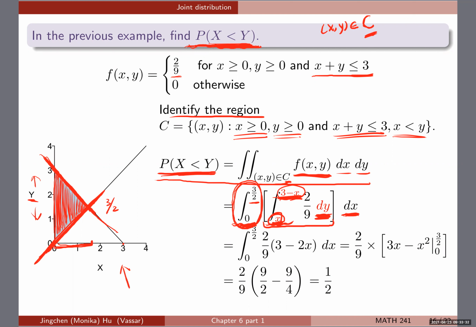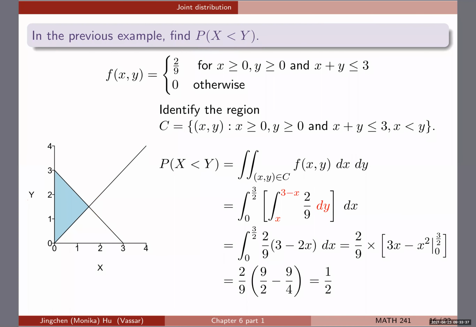But regardless, I would just highlight what I was saying earlier: when you're working with the double integral, you can do dx dy or dy dx. I chose to do dy dx because it's actually easier to do. If you're interested, feel free to try a version with dx and dy.